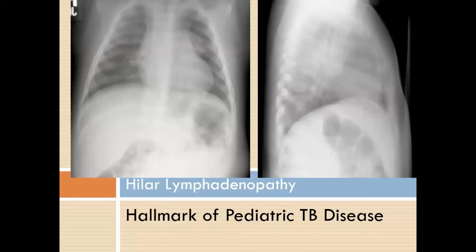So here's a few examples of these findings. Here's a child that had a family member with tuberculosis and has this large opacity here in the left hilar area. And you can see it on the lateral as well. So this is hilar lymphadenopathy. And when we were evaluating this child, when we saw this chest X-ray, we made the diagnosis of TB disease and started this child on RIPE therapy.